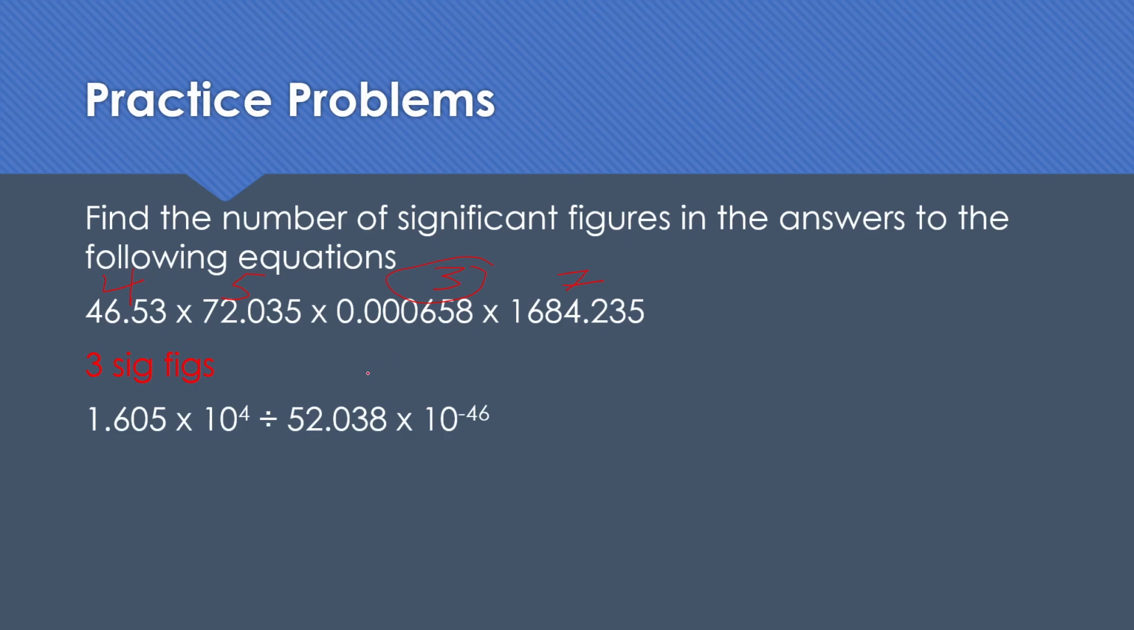Okay, next question. I have 1.605 times 10 to the 4th divided by 52.038 times 10 to the minus 46. How many significant figures, again, you don't have to calculate the answer, how many significant figures are in the final answer? Pause the video and figure it out. All right, so here I have 1, 2, 3, 4 sig figs. Here I have 1, 2, 3, 4, 5. So my final answer can have 4 sig figs because that's the smallest number, right? It doesn't matter that this number is on a scale that's teeny, teeny, tiny. What matters is the significant figures.